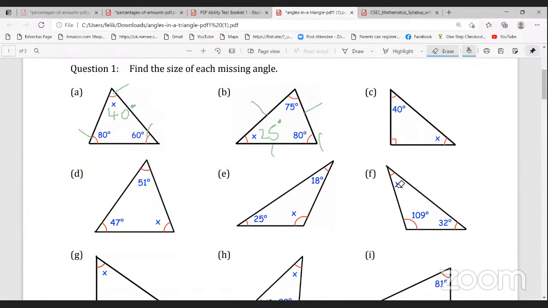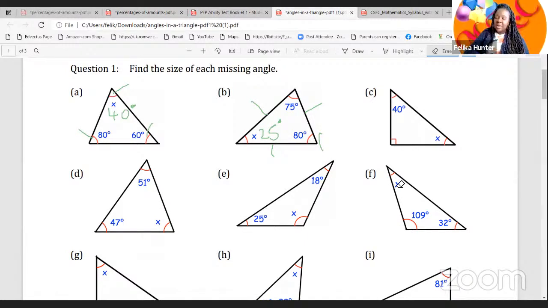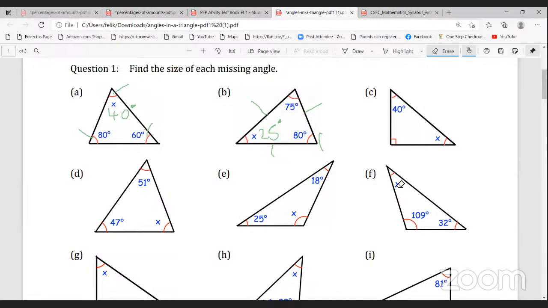So 90, 130. Tell them how you get 90. Explain that one. How you get 90? Please.